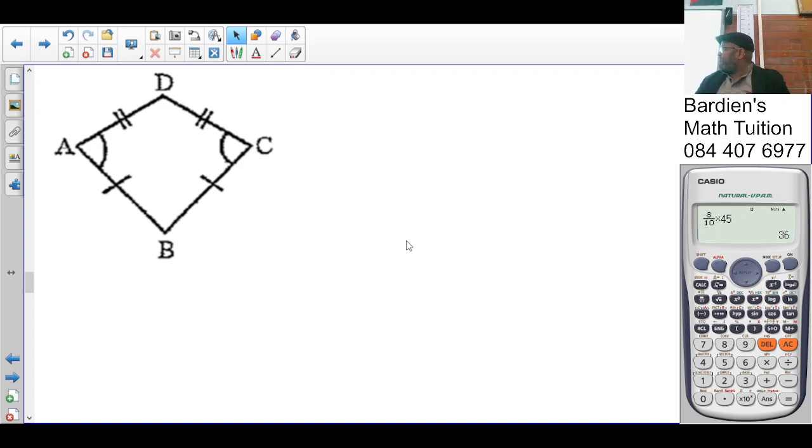People, what's the next shape? A kite. Yes, a kite.